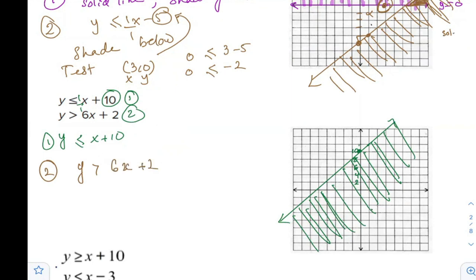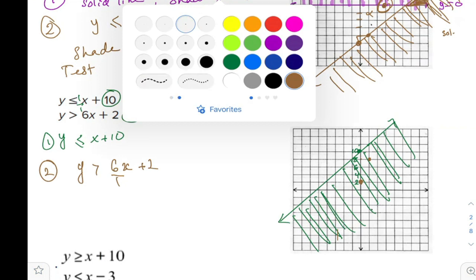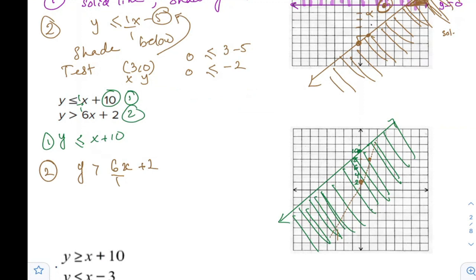Then moving to y-intercept, which is 2. And if you go rising up 6, so you will reach the 8, running 1, you are here. And this will be your line, and it is not solid. It will be a dashed line. So I will convert this into dashed. You might have one dashed and one solid.